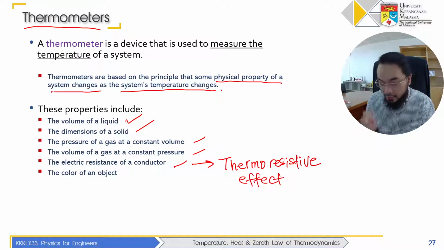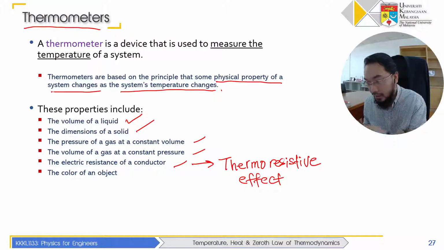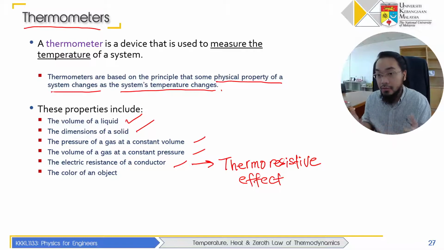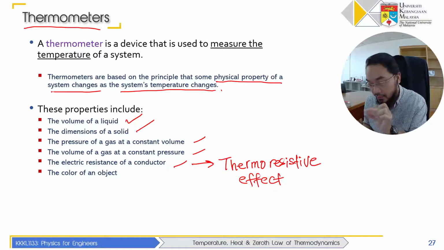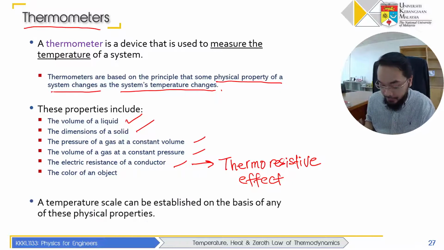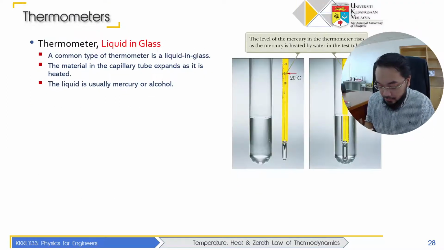And then the color of an object can change. If you heat up metal to a certain temperature, it will glow red. That is just one example, but other kinds of objects can change color very easily, even if you change the temperature by just a few degrees. By knowing how these properties change with temperature, we can correlate the change in physical properties to the corresponding temperature. So a temperature scale can be established on the basis of any of these physical properties.